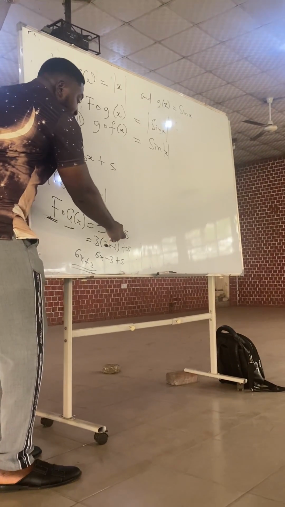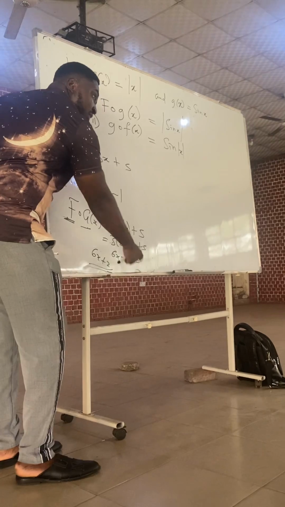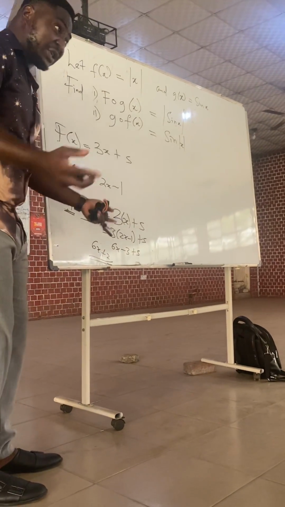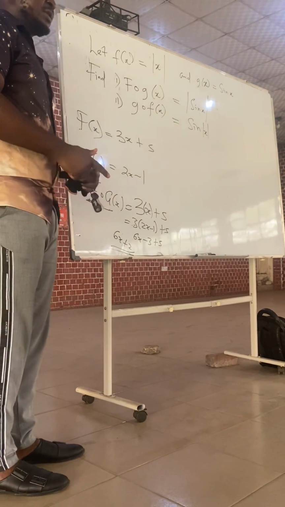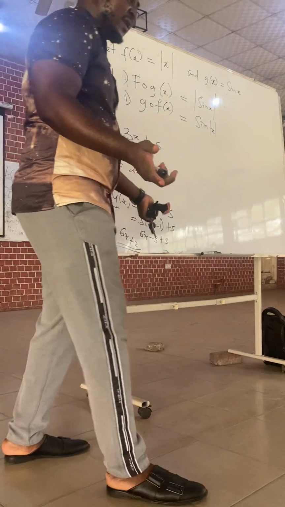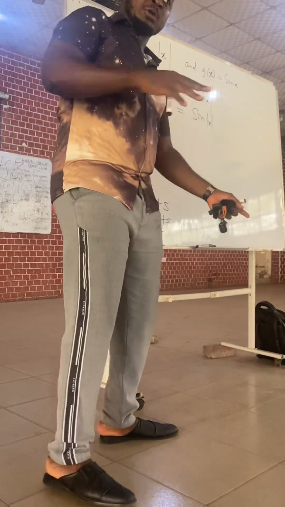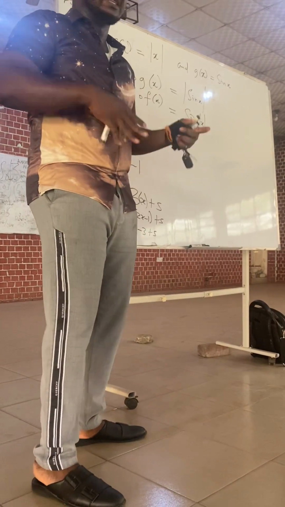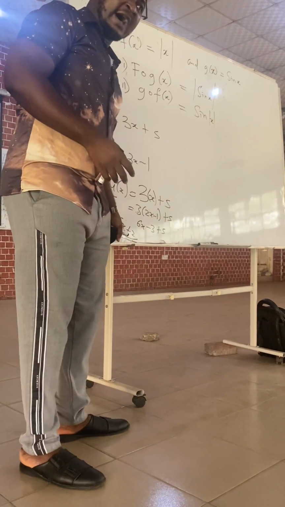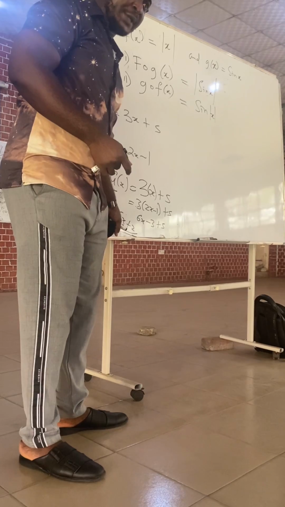2x minus 1. So instead of x here, replace it with 2x minus 1 and simplify it to the simplest answer. Simplify means if you need to expand, expand. If you need to subtract, subtract. If you need to divide, divide. And get your final answer. Class, are we following?